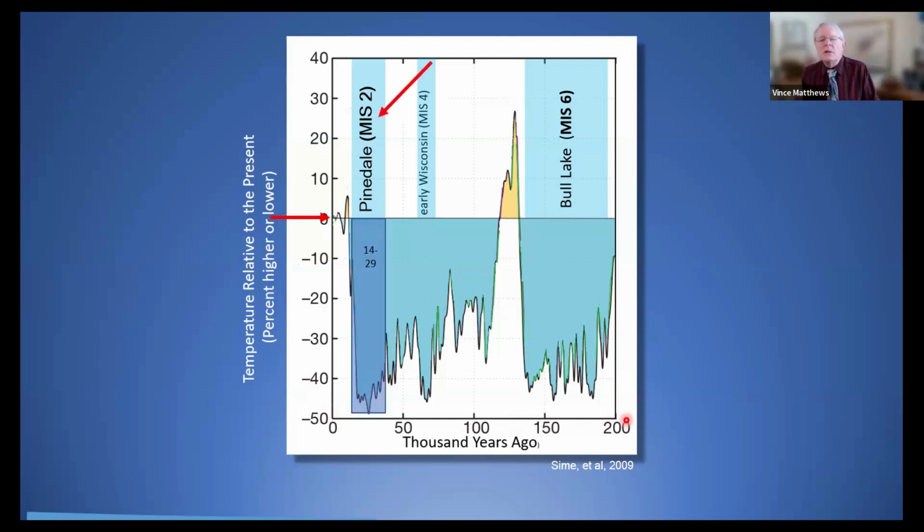So you can see that the first one is MIS2. We are in MIS1, and we call that the Pinedale. And it's named for Pinedale, Wyoming. And we didn't use a different name except in one place in Colorado for what was going on in Wyoming, kept the same name for the same type of feature.